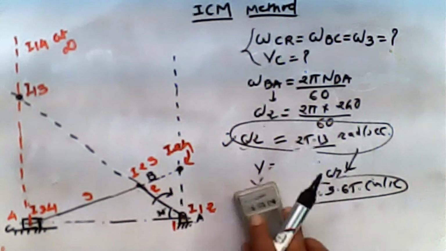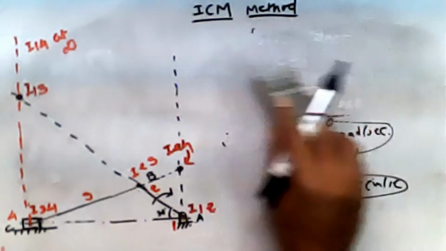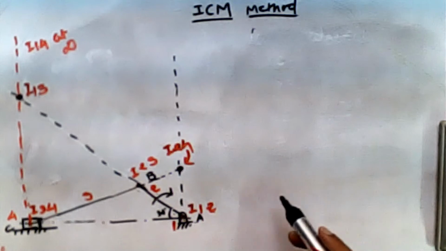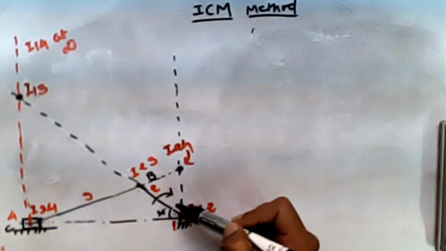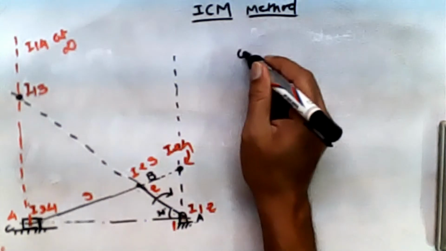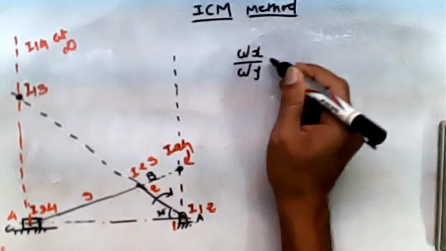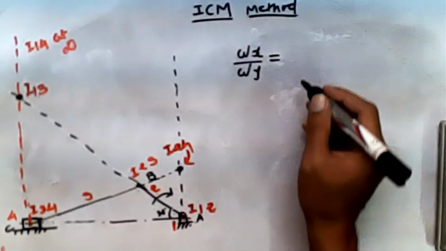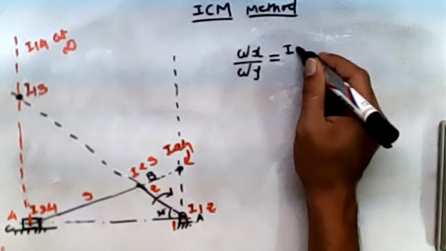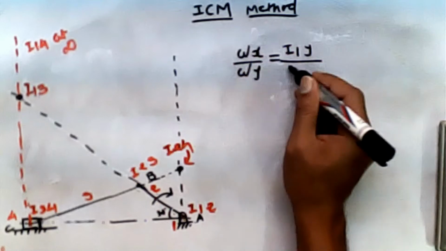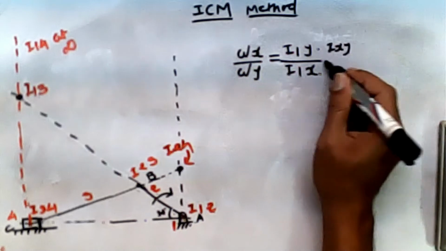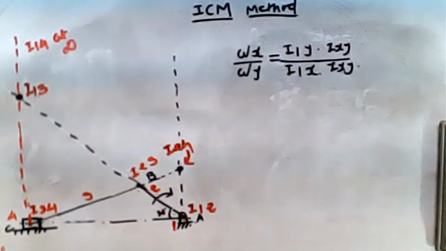Now next, after knowing the velocity, let's determine the angular velocity of link number 3. What I can do, we know the equation of the angular velocity ratio theorem. What was that equation? For x, I need to write it as I1y. For y, I need to write it as I1x, and here Ixy. That was the theorem that we have used.